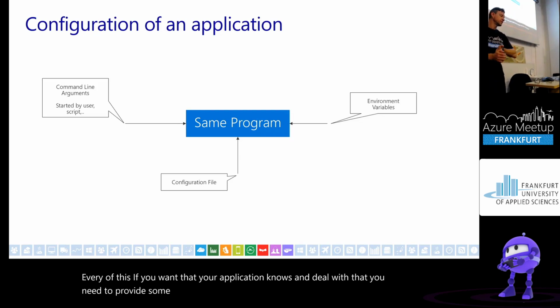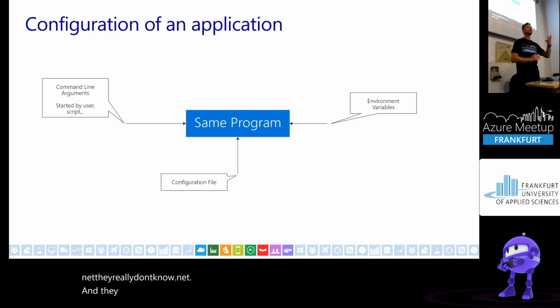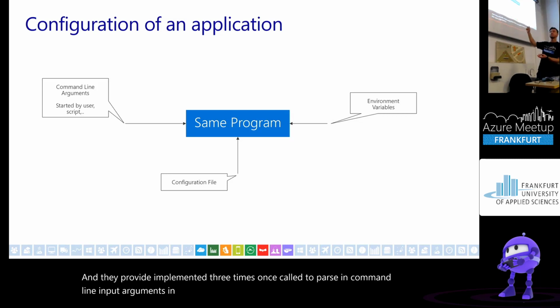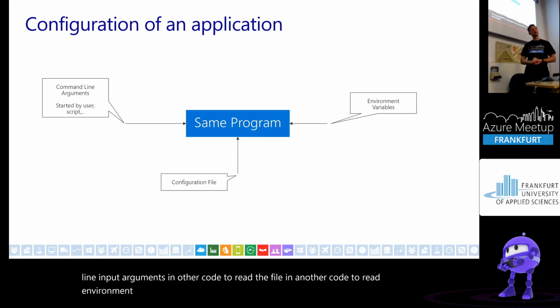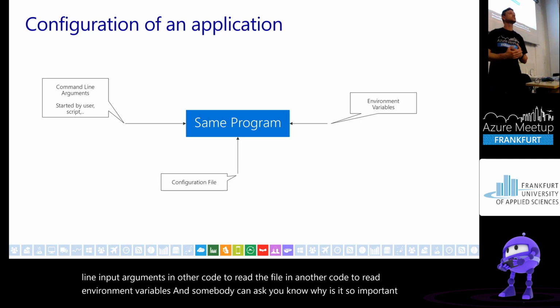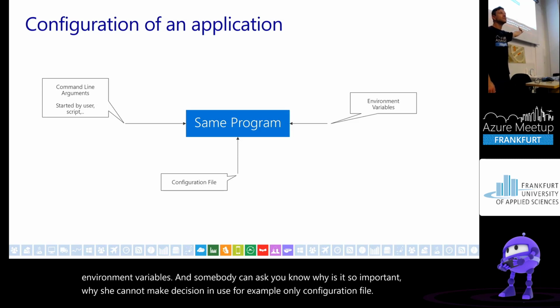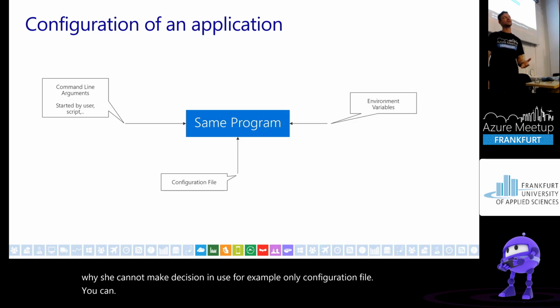And the problem is that developers who work with .NET, they really don't know .NET. And they implement it three times. One piece of code to parse command line input arguments, another code to read the file, and another code to read environment variables. And somebody can ask, why is that so important? Why can't we make a decision and use, for example, only a configuration file? You can, but you are not in charge of making this decision.